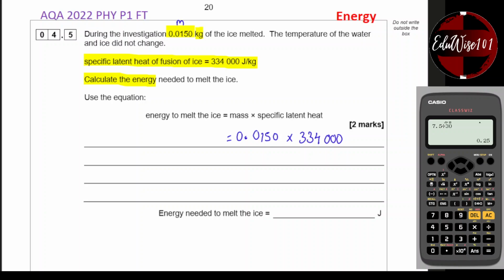So using our calculator, 0.0150 multiplied by 334,000 gives me 5,010. So that's 5,010.